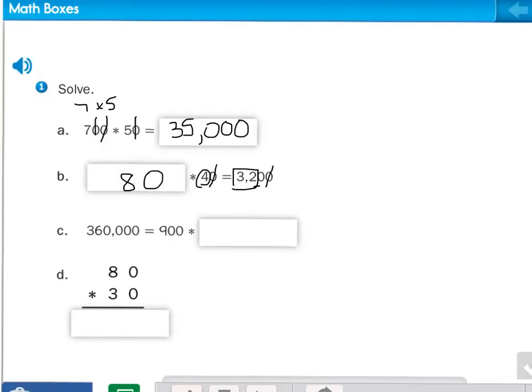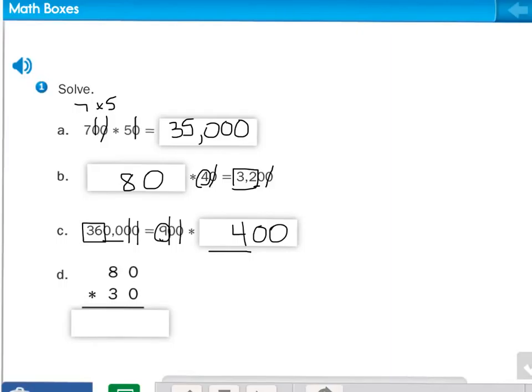For C, again, I have this same type of problem as B, except it's written in a different order. The answer is first. So we're going to go ahead and cross off our zeros. I have 1, 2 here, so I'm going to cross off 2. I still have 2 left, so there'll be 2 in my answer. And now I'm looking at 9 times what equals 36. And we know that 9 times 4 equals 36. So 900 times 400 is 360,000.